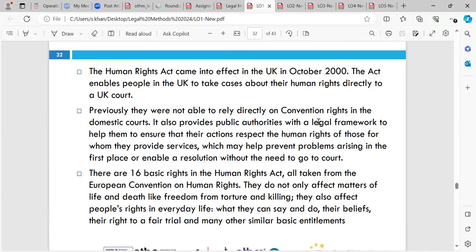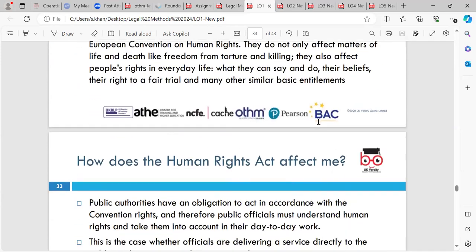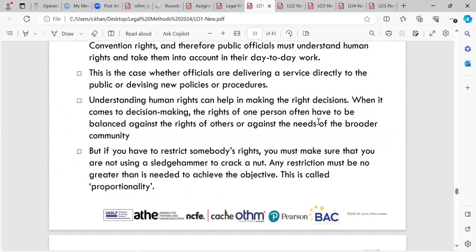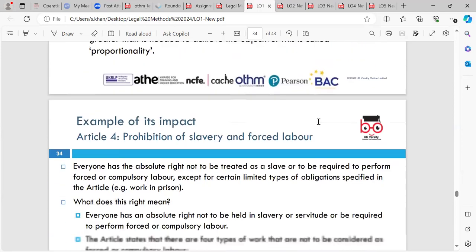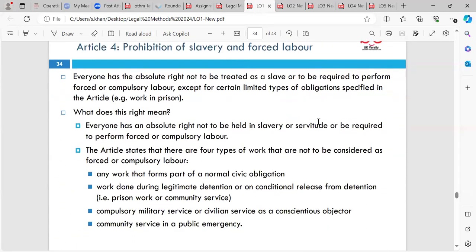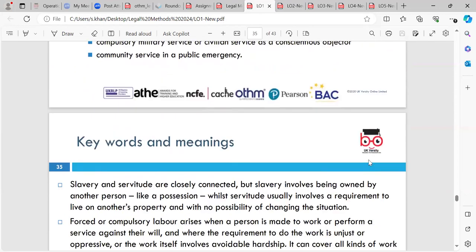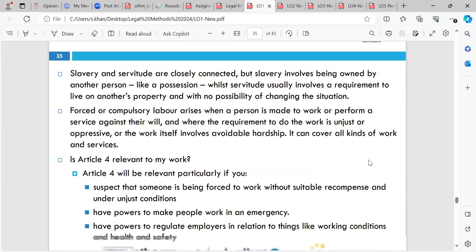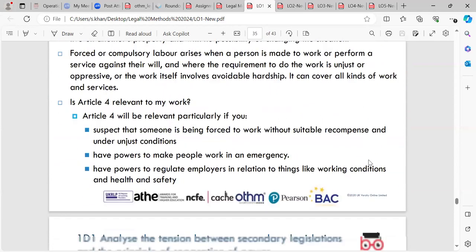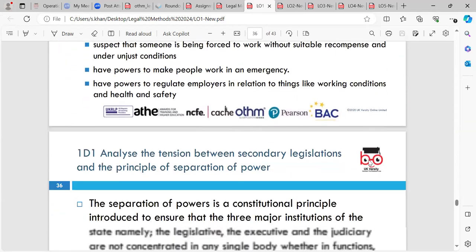We then went looking at the Human Rights Act again. How does the Human Rights Act affect individuals? An example of this, and we looked at Article 4, which is the prohibition of slavery and forced labour. So everyone has the right not to be treated like a slave or servitude, or to perform any sort of compulsory or forced labour. So that's working against your will, and not being able to work without being punished, or not being given any money for the work.